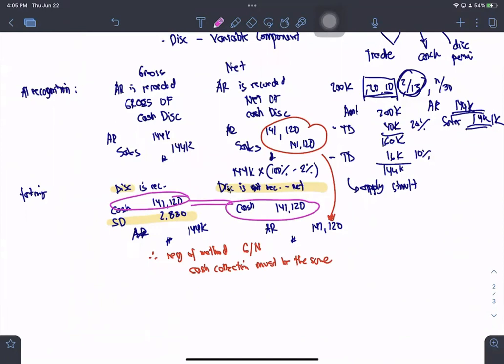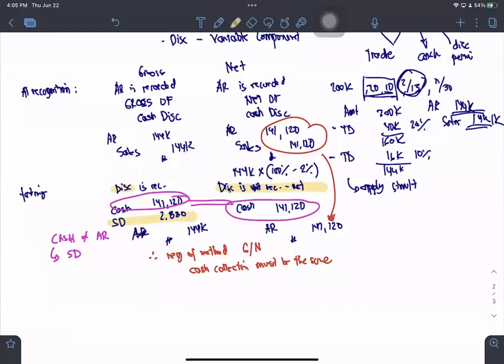Where do they differ? In the amount of AR credited. Because under gross, we initially recorded at gross. Under net, we recorded it at net. That is why the difference of cash and AR under gross is known as your sales discount. I'll just take note again here: the difference of cash and the AR is known as your sales discount. So since cash is not equal to your AR under gross method, it is known as your sales discount.